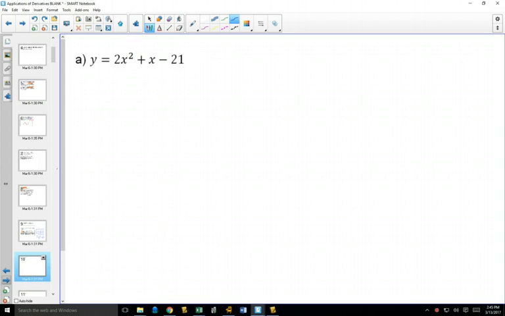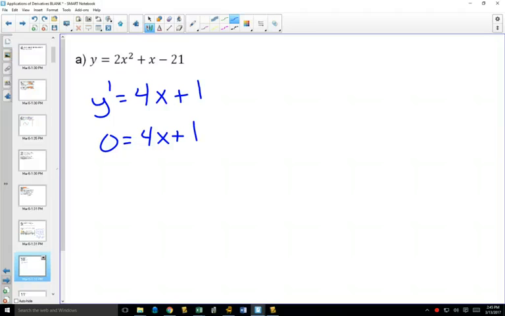Now, using calculus, we could find the derivative, 4x plus 1. And setting that equal to 0, we could find out our critical point. Critical points, again, are anywhere that your first derivative is equal to 0. They also include non-permissible values of your derivative and of your original function. But this function and its derivative don't have any non-permissible values. So our only critical point is -1/4.